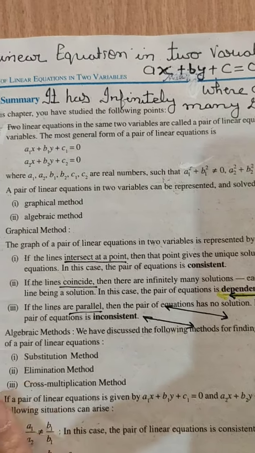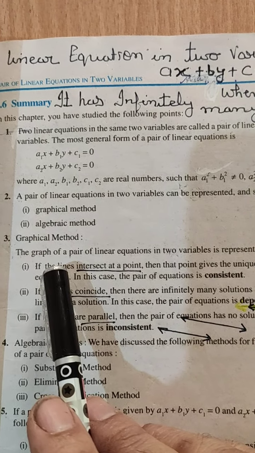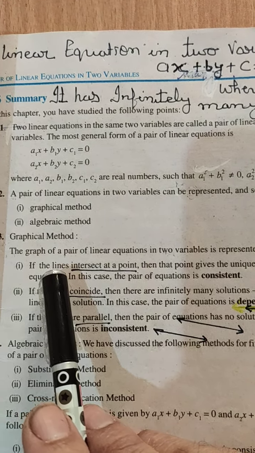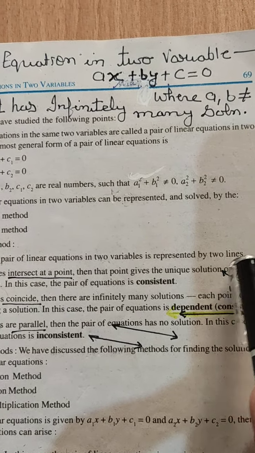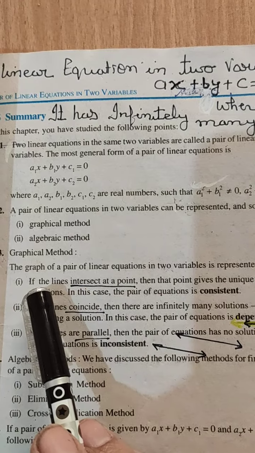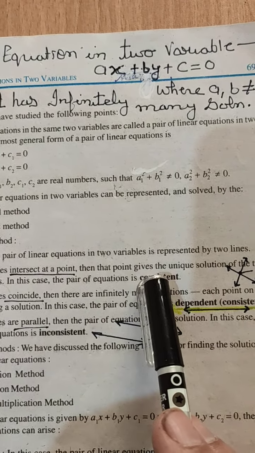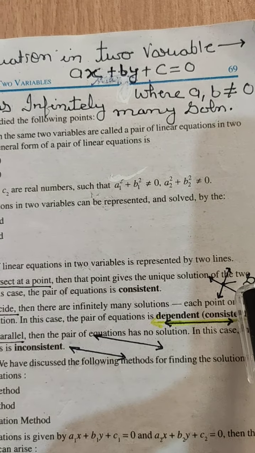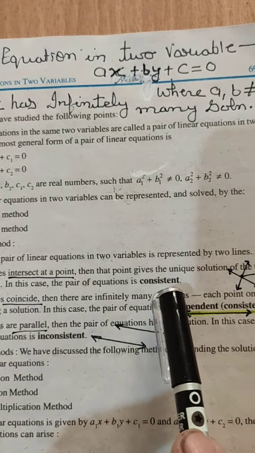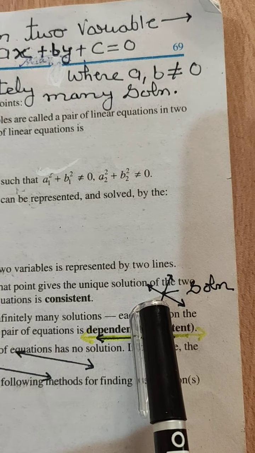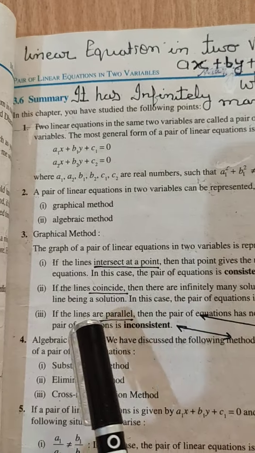Once again we are revising by the graphical method. When you draw the graph of both linear equations in two variables on graph paper, the graph of a pair of linear equations in two variables is represented by two lines. First case: if the lines intersect at a point, then that point gives the unique solution of the two equations. In this case the pair of equations is consistent. See the intersecting lines; the coordinates of the point of intersection are known as the solution.